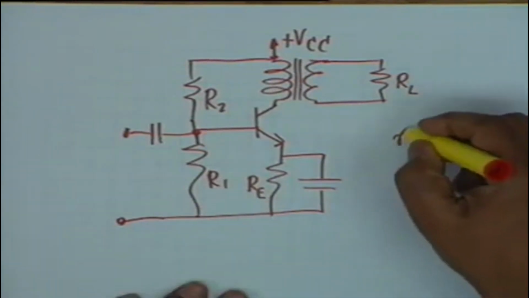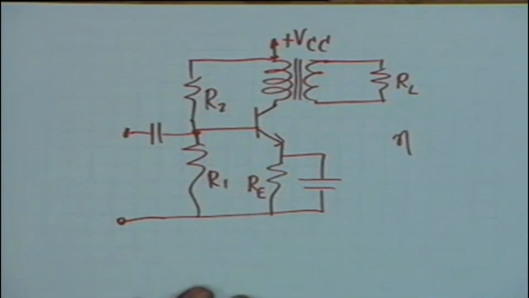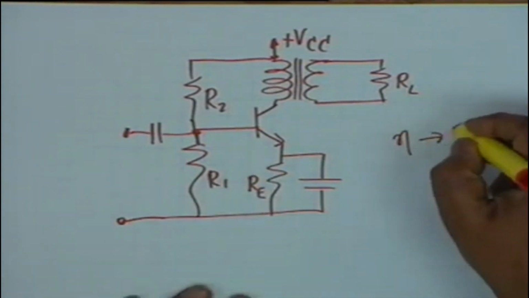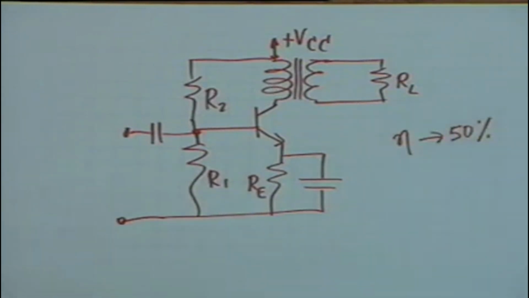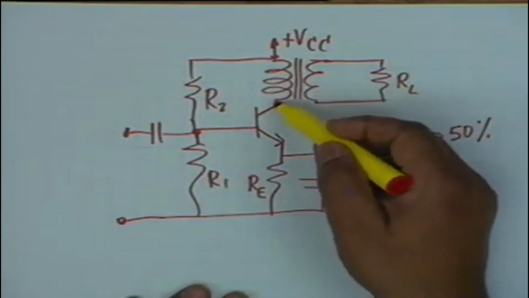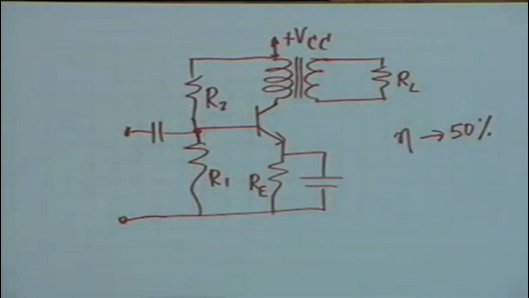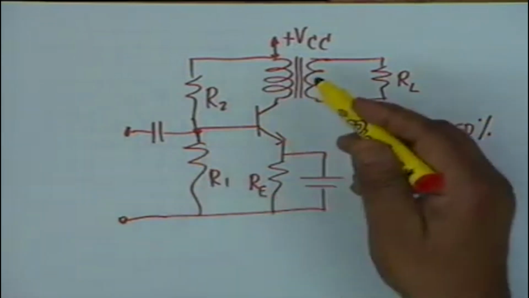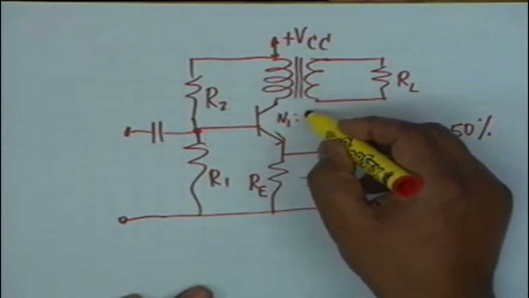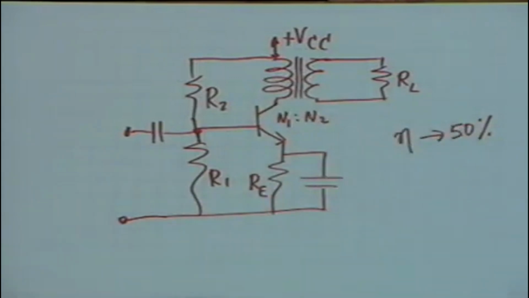The first was that the efficiency eta could be raised to 50%, ideally. That happens because there is no DC loss of power in the collector resistance. Number 2, the load is isolated from DC. No DC flows through the load. That happens because of the transformer. What is the third advantage? Matching. It affords a means of matching by varying the transformer ratio N1 to N2. And what is its disadvantage, if any?